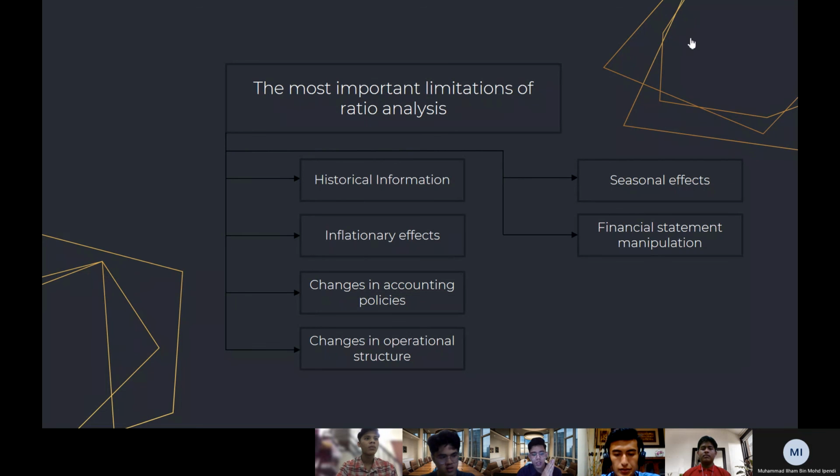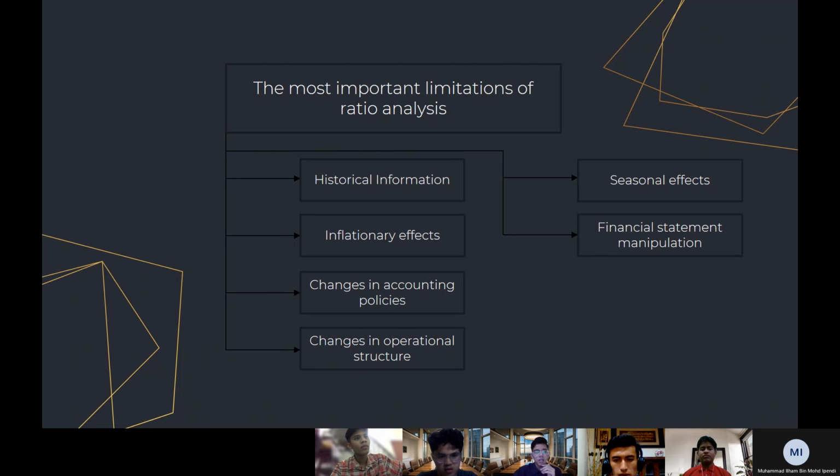Then the change in operational structure. A company's operational structure can change dramatically, affecting everything from its supply chain strategy to the product itself. When an organization undergoes major organizational change, comparing financial metrics before and after the change may lead to inaccurate assumptions about the company's success and future prospects.